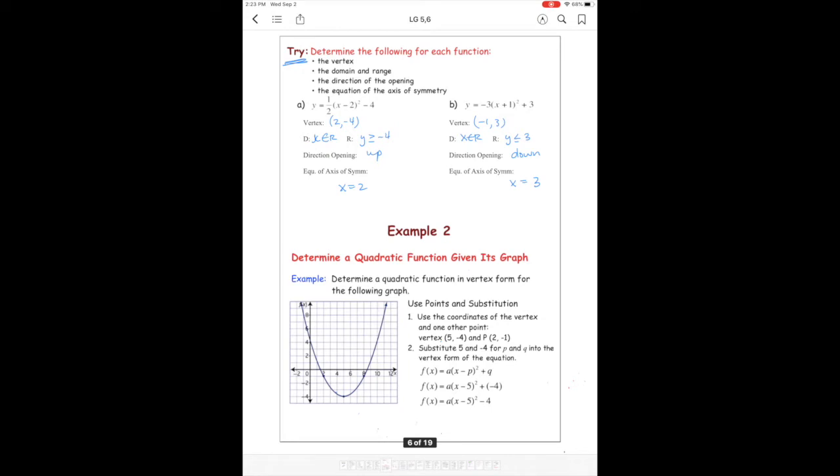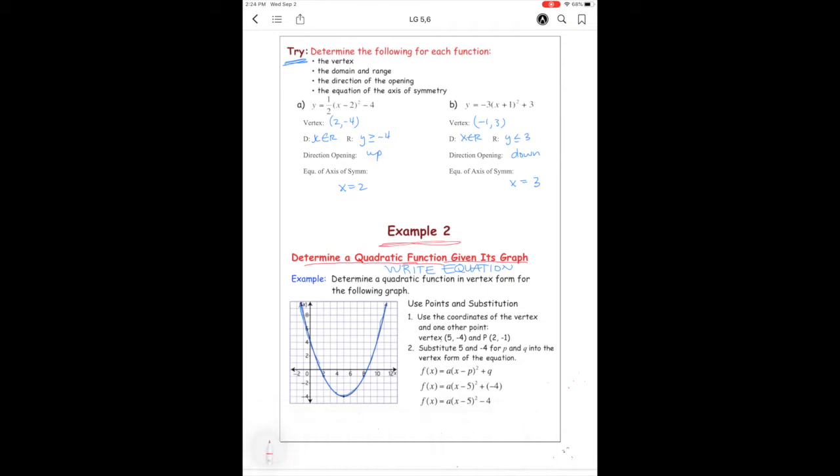We're back again. Now we are still on Learning Guide 5, and we're on part 3 now, looking at example 2. Example 2 wants us to determine a quadratic function given its graph. What that is really saying is write an equation. Okay, so we're given this graph, and we want an equation.